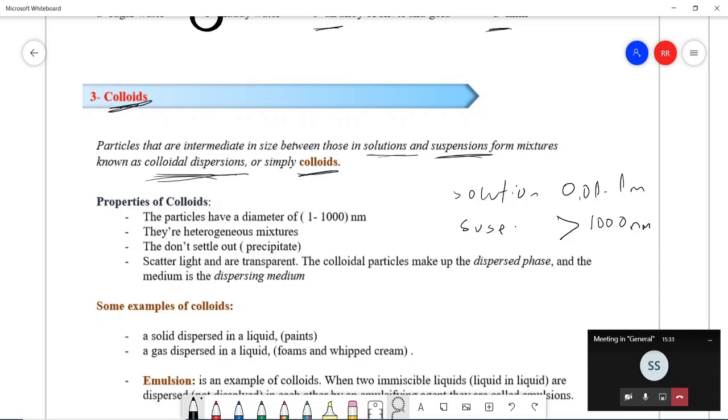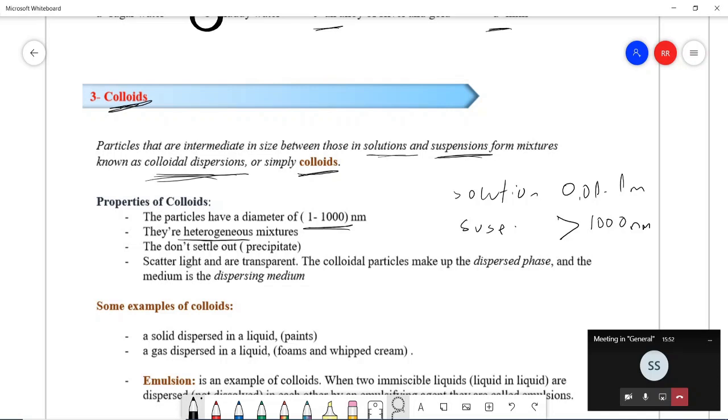1000 nanometers. What about in between? The in between is for colloids, which is 1 to 1000 nanometers. And they are heterogeneous mixtures. Of course, they are heterogeneous.